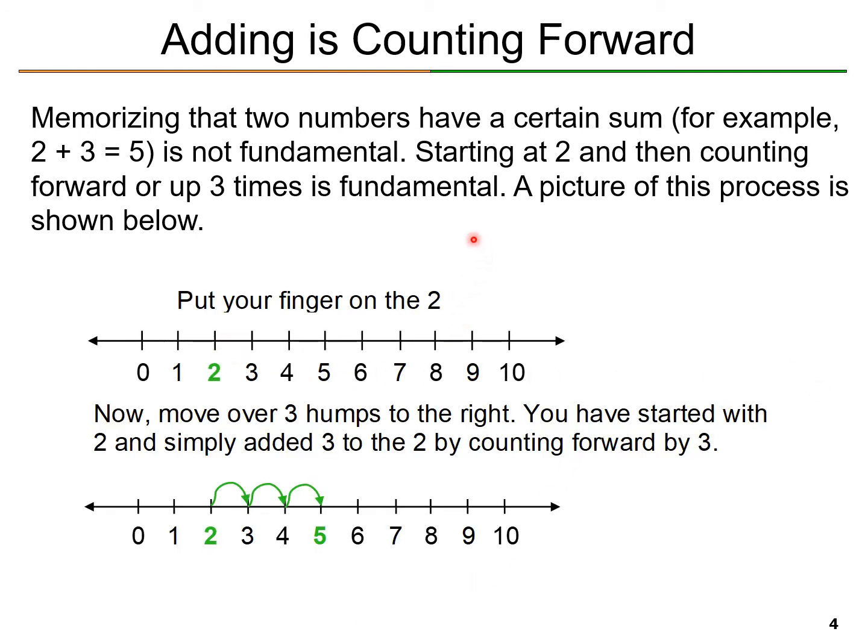Okay, let's put our finger on the number 2. Now we're going to move over 3 humps, or 3 places, to the right. The right represents counting forward. Okay, so we start at 2: 1, 2, 3. So we move over 3 humps, and then we see that we end up on the number 5. So what we have done is added 3 to 2 by counting over 3 units. 2 plus 3 is equal to 5.